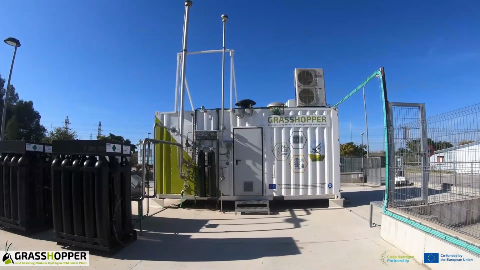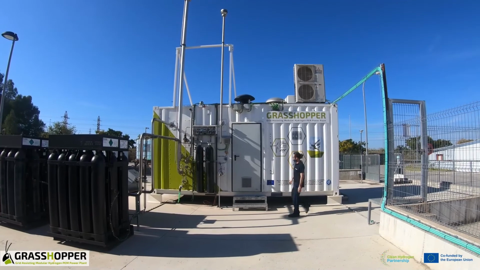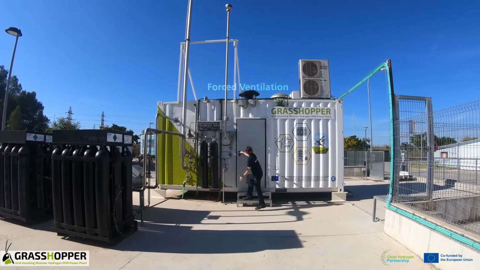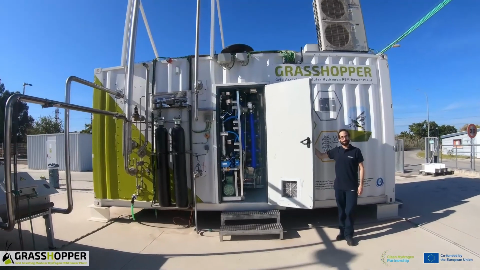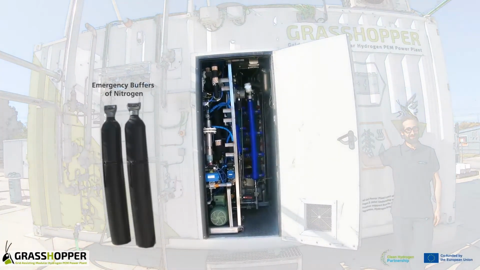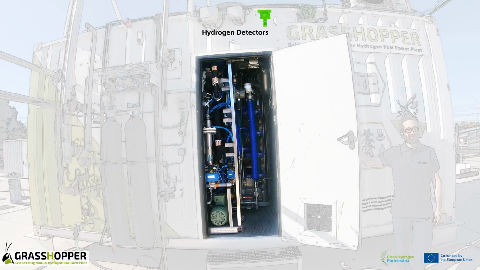When working with hydrogen, safety is always a priority. There are many layers of protection in place. To name a few: forced ventilation that ensures no accumulation of hydrogen inside the plant, emergency buffers of nitrogen for circuit inertization, hydrogen detectors to identify leakages, and ATEX instrumentation and cabling for hazardous areas.